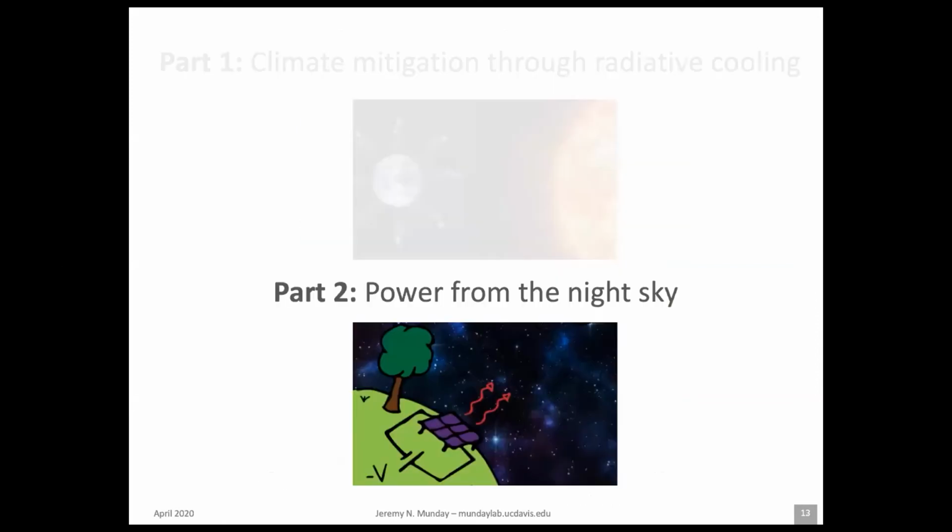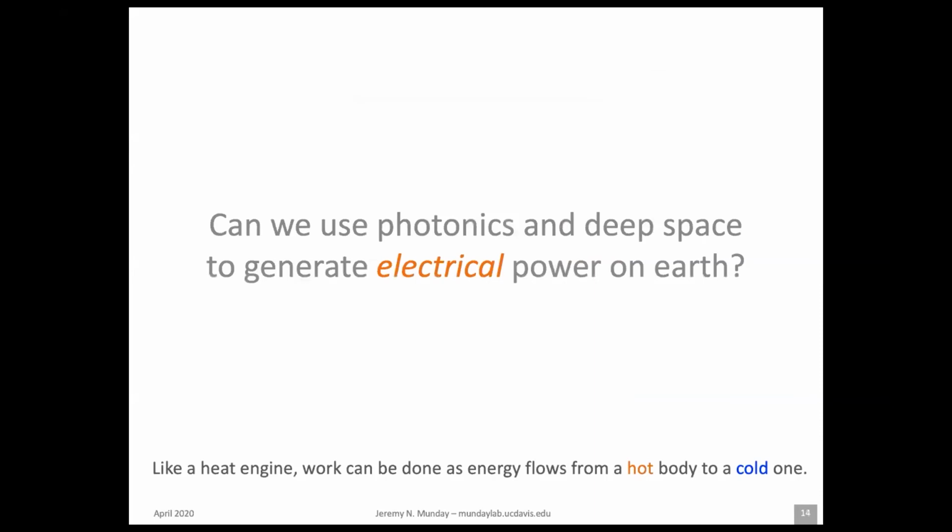Okay, so the next part that I wanted to talk about: we talked about how we can use the night sky to cool down the Earth. So I'd like to talk about how we could potentially produce power from the night sky as well. Again, we're going to use these concepts of photonics, and try to figure out a way to generate electrical power on Earth using photonics in deep space.